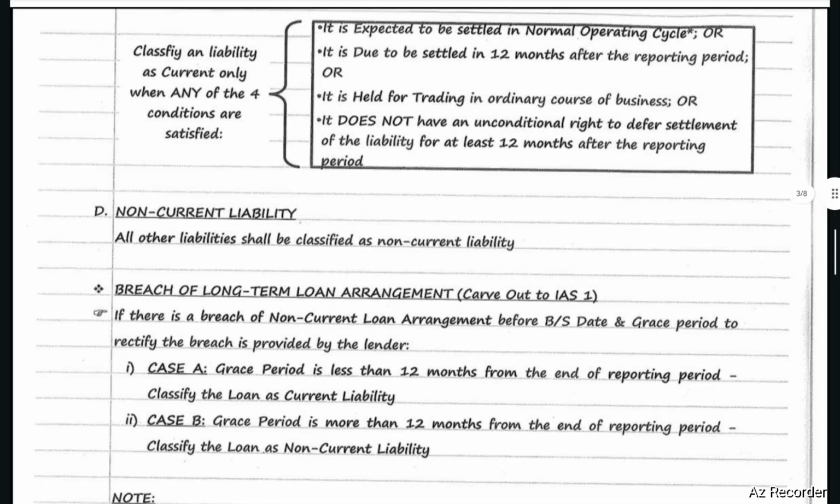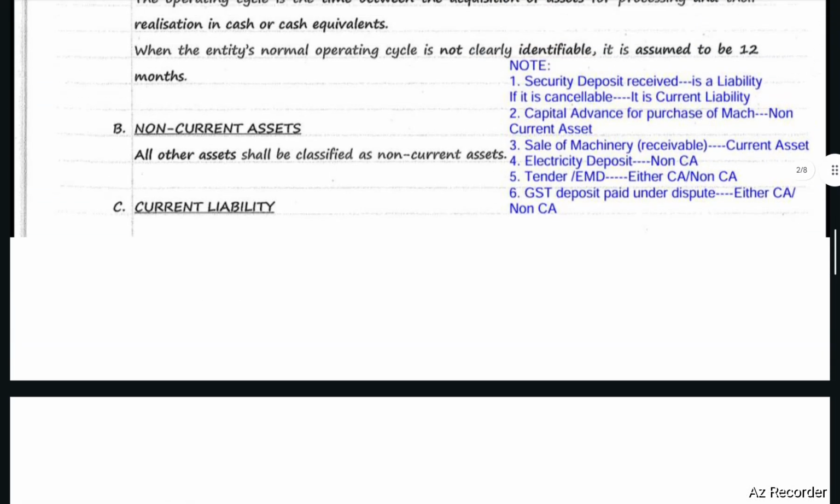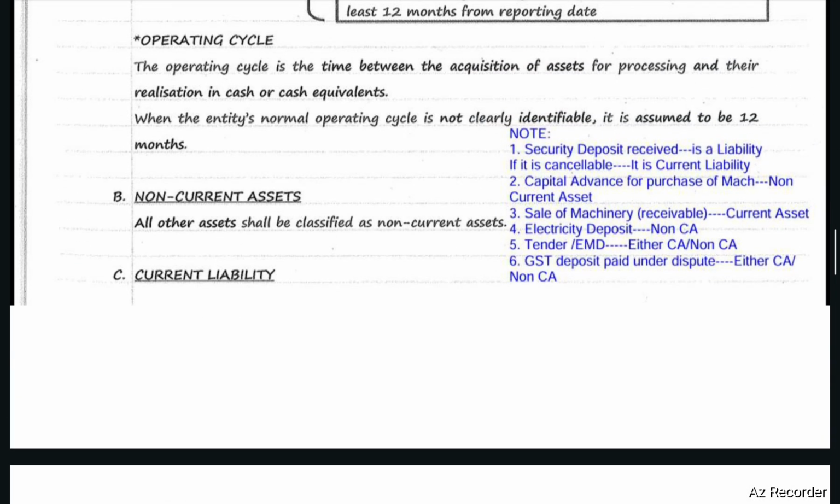Next, examples of some important current liabilities and current assets. Security deposit received is generally a liability. If it is cancelable, that means security deposit cancelable, it is a current liability. Next, capital advance given for purchase of machinery. It is a non-current asset. Next, sale of machinery, which is receivable. That means sale amount is receivable. It is a current asset.